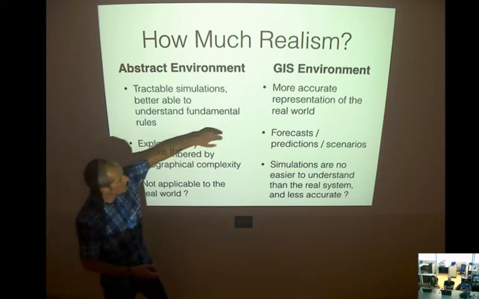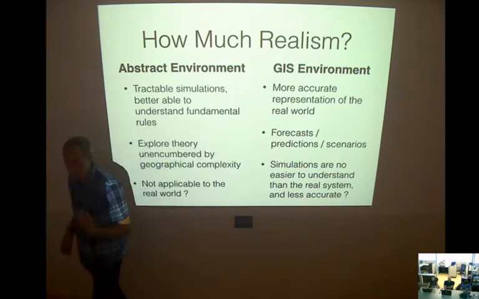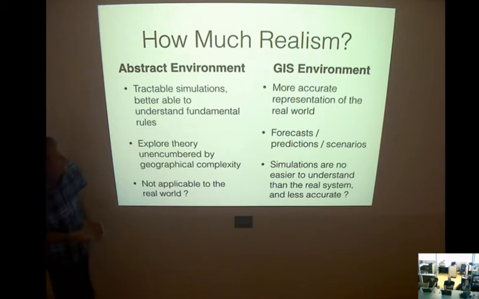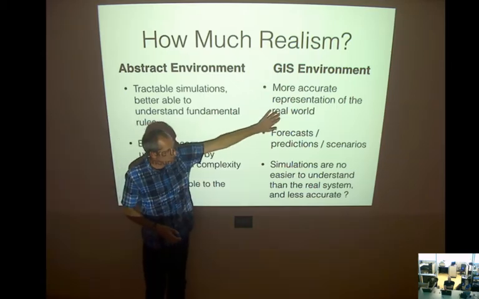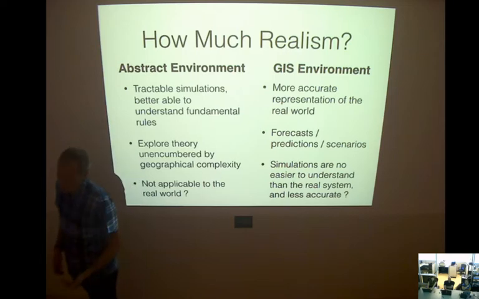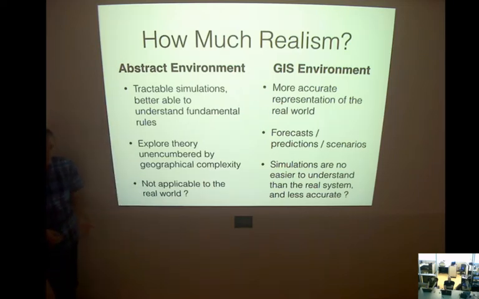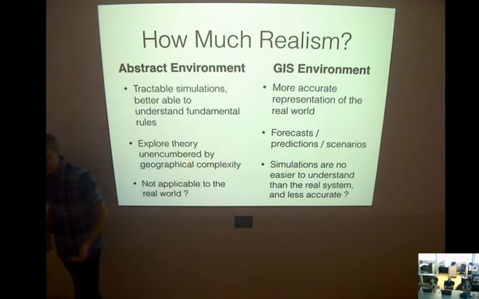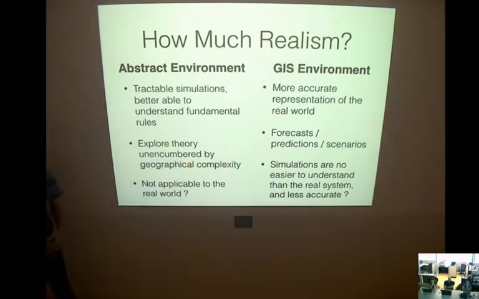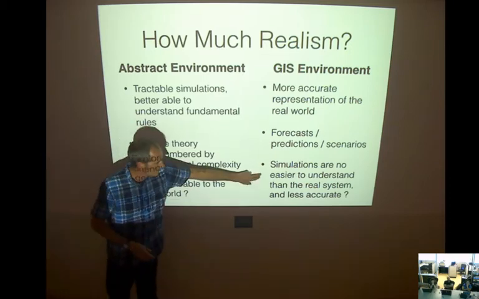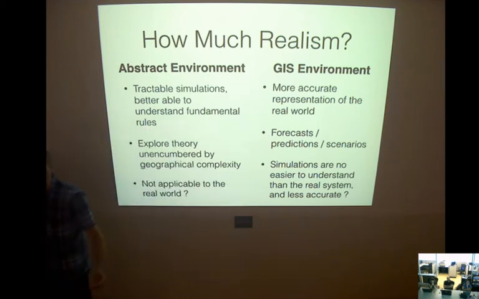Some people say that GIS is a more accurate representation of the world, so you can capture more types of phenomena. Some people would also argue that by capturing spatial information, your models are more useful for forecasts or predictions of scenarios. For example, what happens if sea level rises by X? With an abstract environment, that's hard to know. With real world geographical information, you can see the impact of sea level rise and these types of things. But even when you start adding more and more information to them, I would say that the simulations are still not that easy to understand.